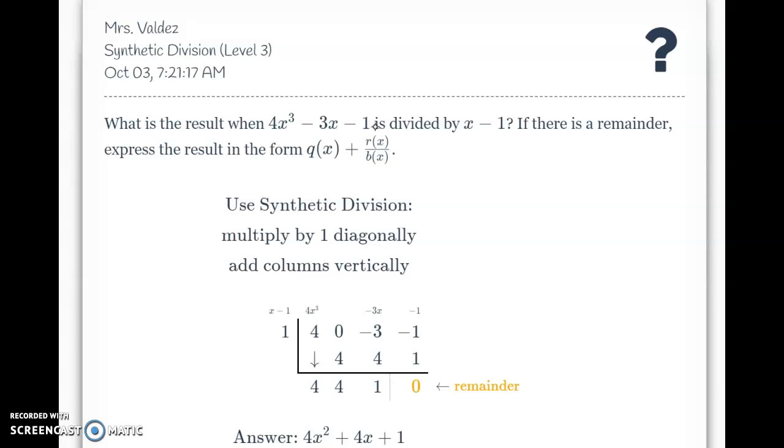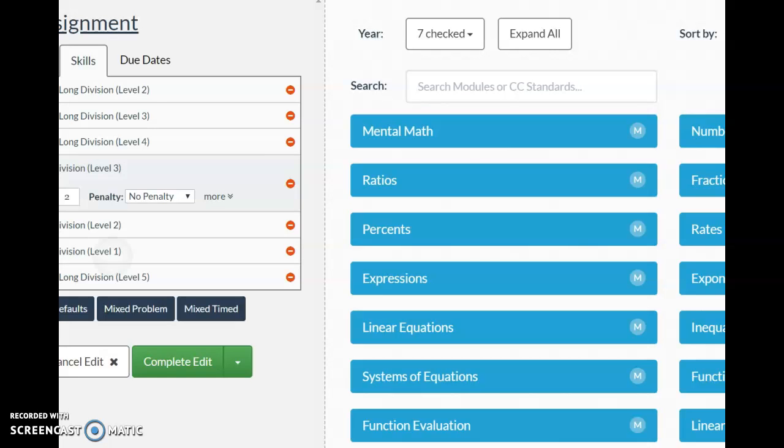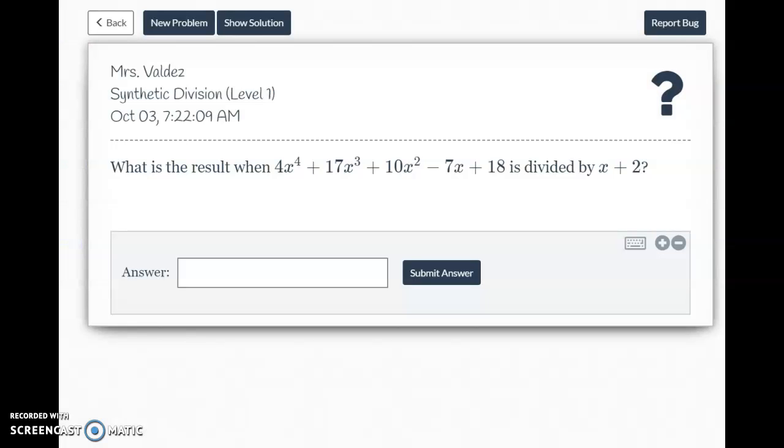And why is there a 0 here? Because that's your placeholder. Why is there a 1 here? Well, because you set your divisor, the x minus 1, it even shows you here, equal to 0, and you found 1. Then you drop this one, multiply, and you get 4. Add, multiply, add, multiply, add, multiply. And so your answer here, since you have no remainder, this is your answer. Okay? Let me show you what it looks like when you get a remainder.